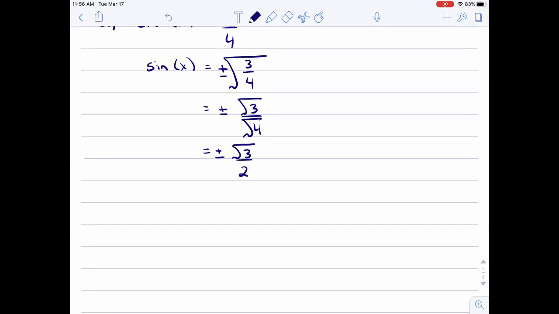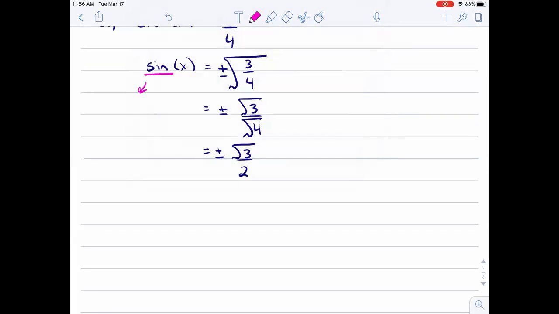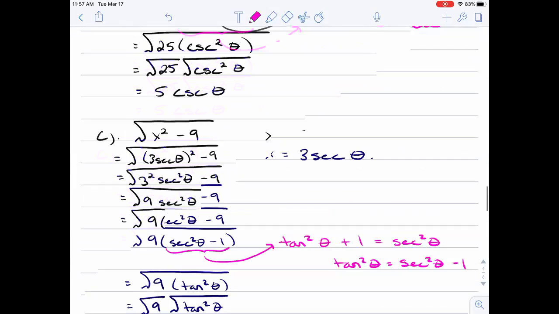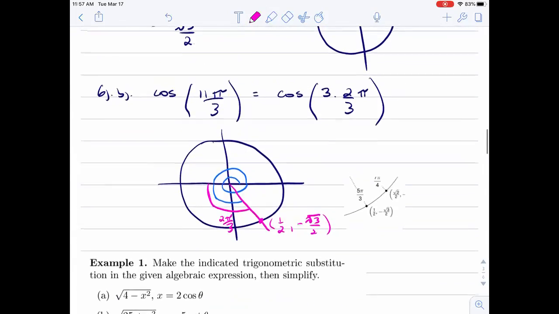Now we're working backwards, right? Because now I know that sine, which is the y value on the circle, the y value has to be plus or minus root 3/2. So this is saying y equals plus minus root 3/2. So if we go back to our circle, and maybe I'll steal a fresh one here.